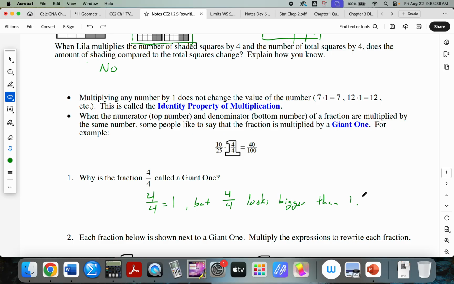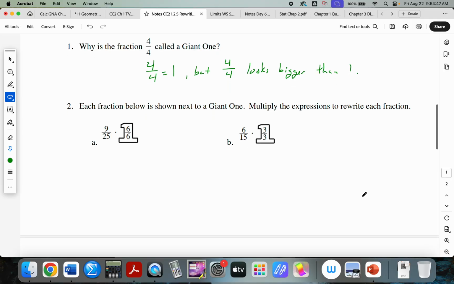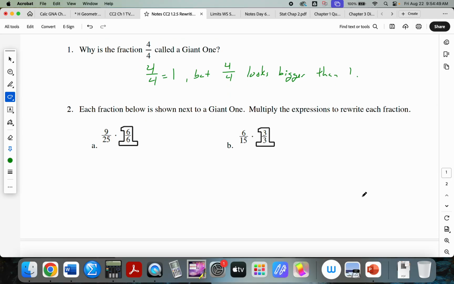All right, it takes up more space to write it if your numerals are the same size. So, each fraction is shown next to a giant 1. We're going to multiply these together to get a new fraction. So 9 times 6 is 54, thank you. And 25 times 6 is 150. I heard of 125 from somewhere.